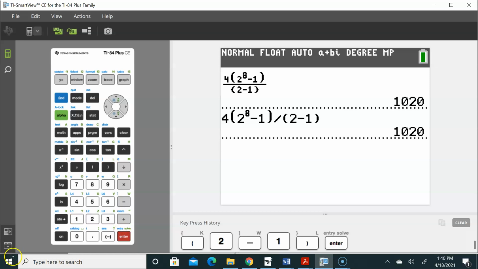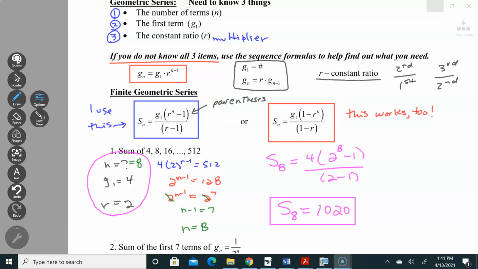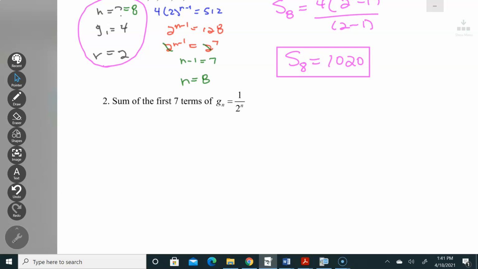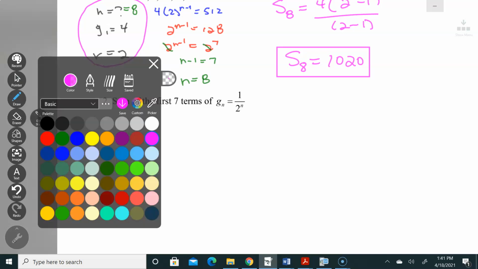And you see I get the same result. So the sum of those 8 terms is 1020. Let's do this next one. Let's see what I know.